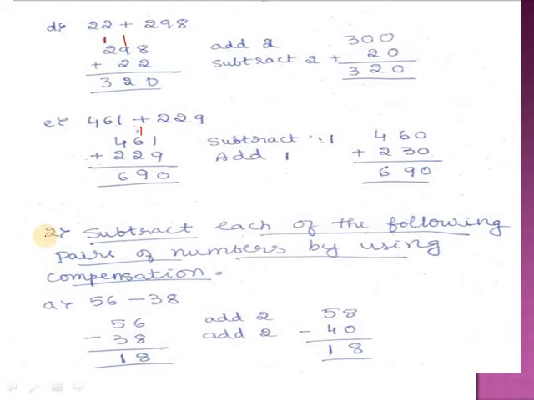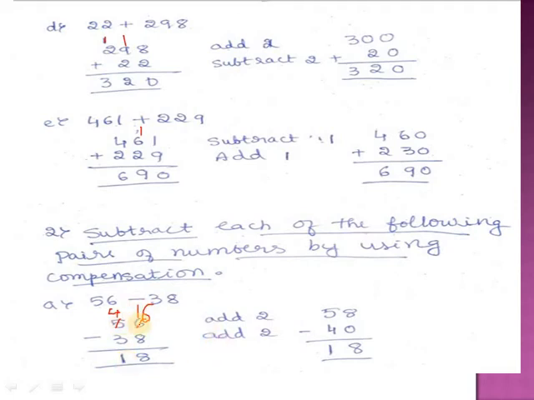Now we will move to how to subtract each of the following pairs of numbers by using compensation. Here we used to subtract and add, while in subtraction we have to add the same number or subtract the same number. 56 minus 38. 6 minus 8 is what? We cannot subtract, so we will take a borrow from 5. It will become 4, and this will become 16. 16 minus 8 is 8. 4 minus 3 is 1.